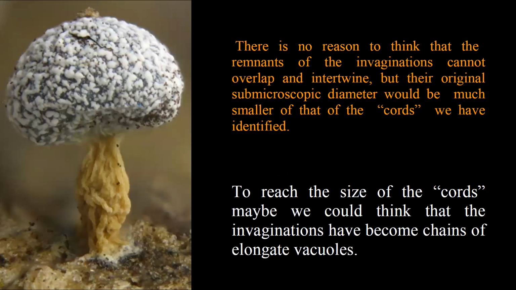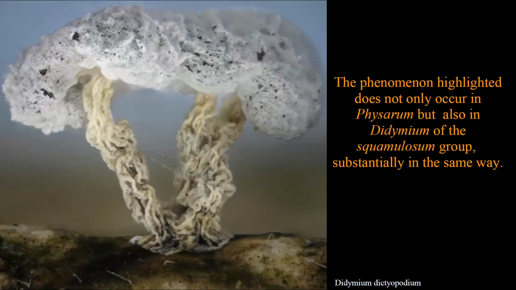There is no reason to think that the remnants of the invaginations cannot overlap or intertwine, but their original submicroscopic diameter will be much smaller than that of the cords we have identified. To reach the size of the cords, maybe we could think that the invaginations have become chains of elongate vacuoles. The phenomenon highlighted does not only occur in Physarum, but also in Didymium of the squamulosum group, substantially in the same way.